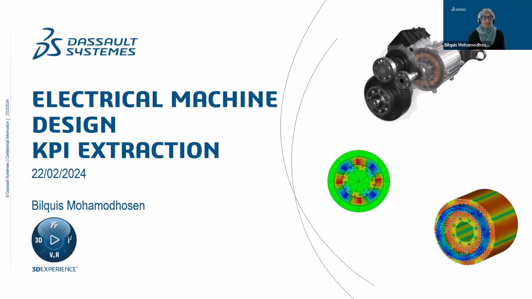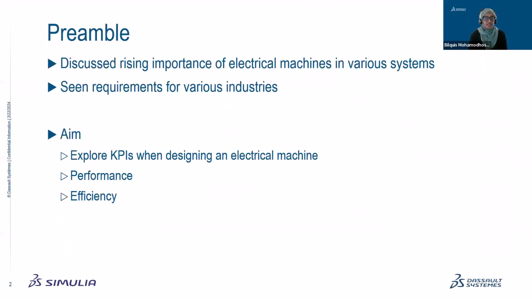So what we'll talk about today in this presentation is the KPIs regarding electrical machines. We've seen in Dan's presentation the importance of electrical machines in various applications and systems, and we've also seen the requirements for the different industries that we have. What we'll see in this presentation is more to do with the different KPIs that we have when designing the machine, so that we can improve the overall performance and also the efficiency through a simulation of electrical machines.